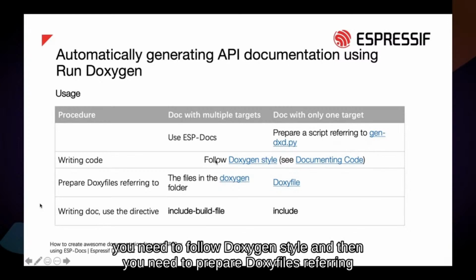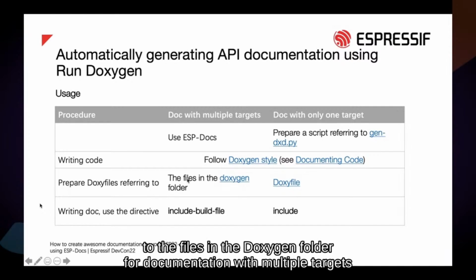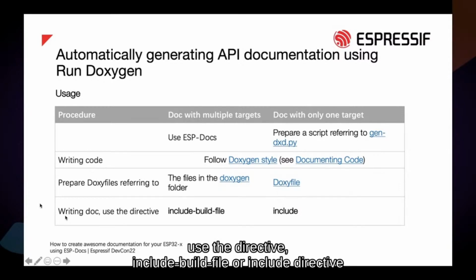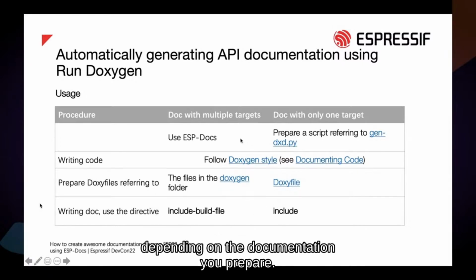When you're writing code, you need to follow Doxygen style. And then you need to prepare doxy files referring to the files in the Doxygen folder for documentation with multiple targets, and referring to doxy files for docs with only one target. And then when writing the doc, use the directive include-build-file or include directive depending on the documentation you prepare.